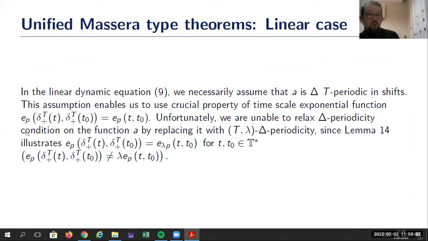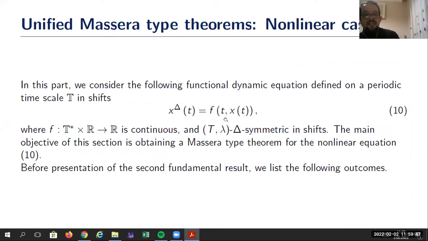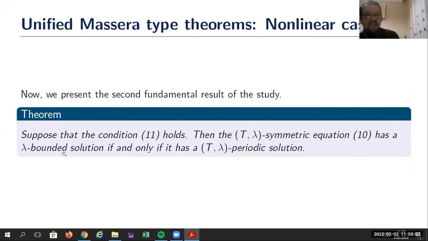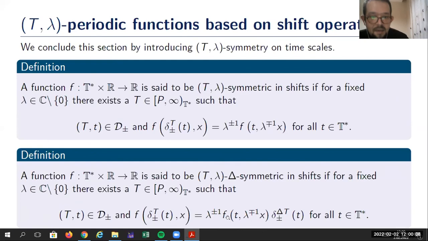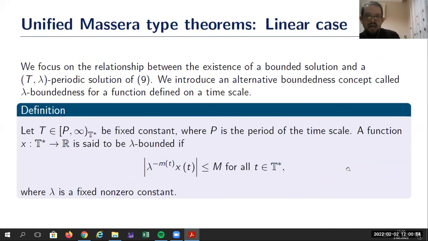Also, we focused on the nonlinear dynamic equation, the functional nonlinear dynamic equation, and we got a similar result. The T lambda symmetric equation has lambda bound solution if and only if it has T lambda periodic solution. Okay, just I'm going to recall what I mean by T lambda symmetry. This is what I mean by T lambda symmetry for functions of two variables. Just I need one or two more minutes for concluding my presentation.